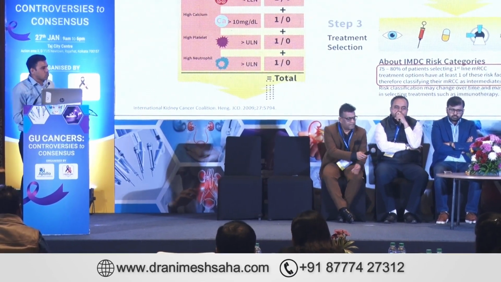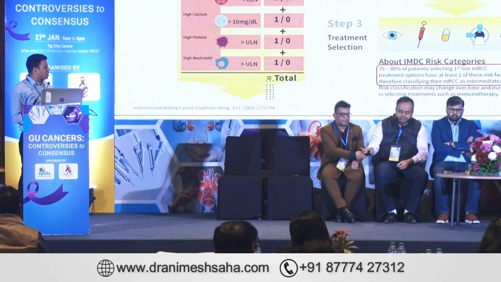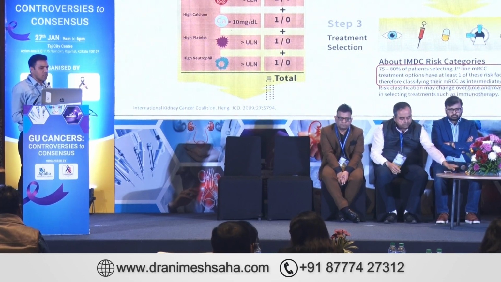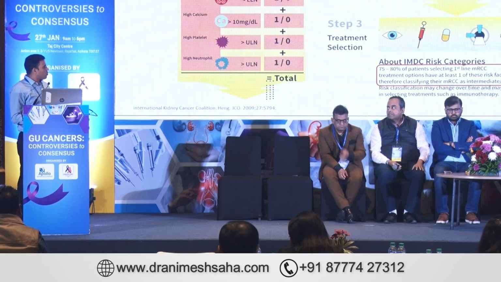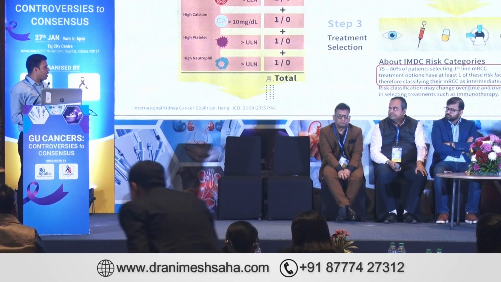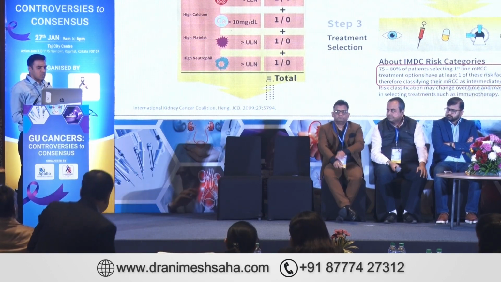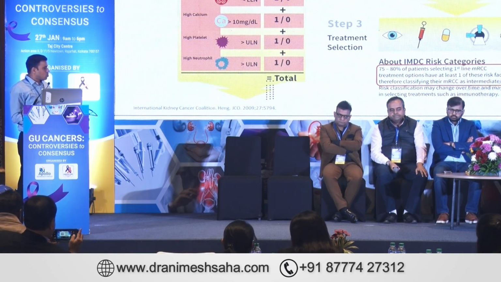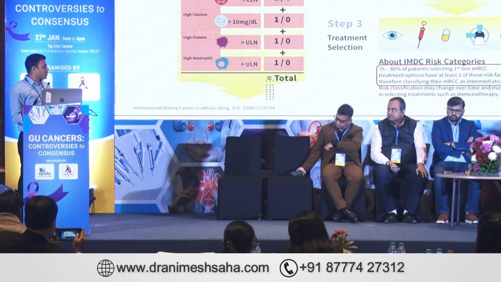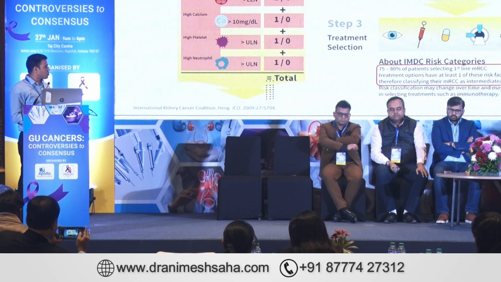So now, once we have the histology and everything with us, I'd like to ask our medical oncologist friend. We all go for risk stratification, right? IMDC risk stratification. It's a simple thing to do. So what do you think is the problem with this? Is it the perfect stratification, or do you think something else?